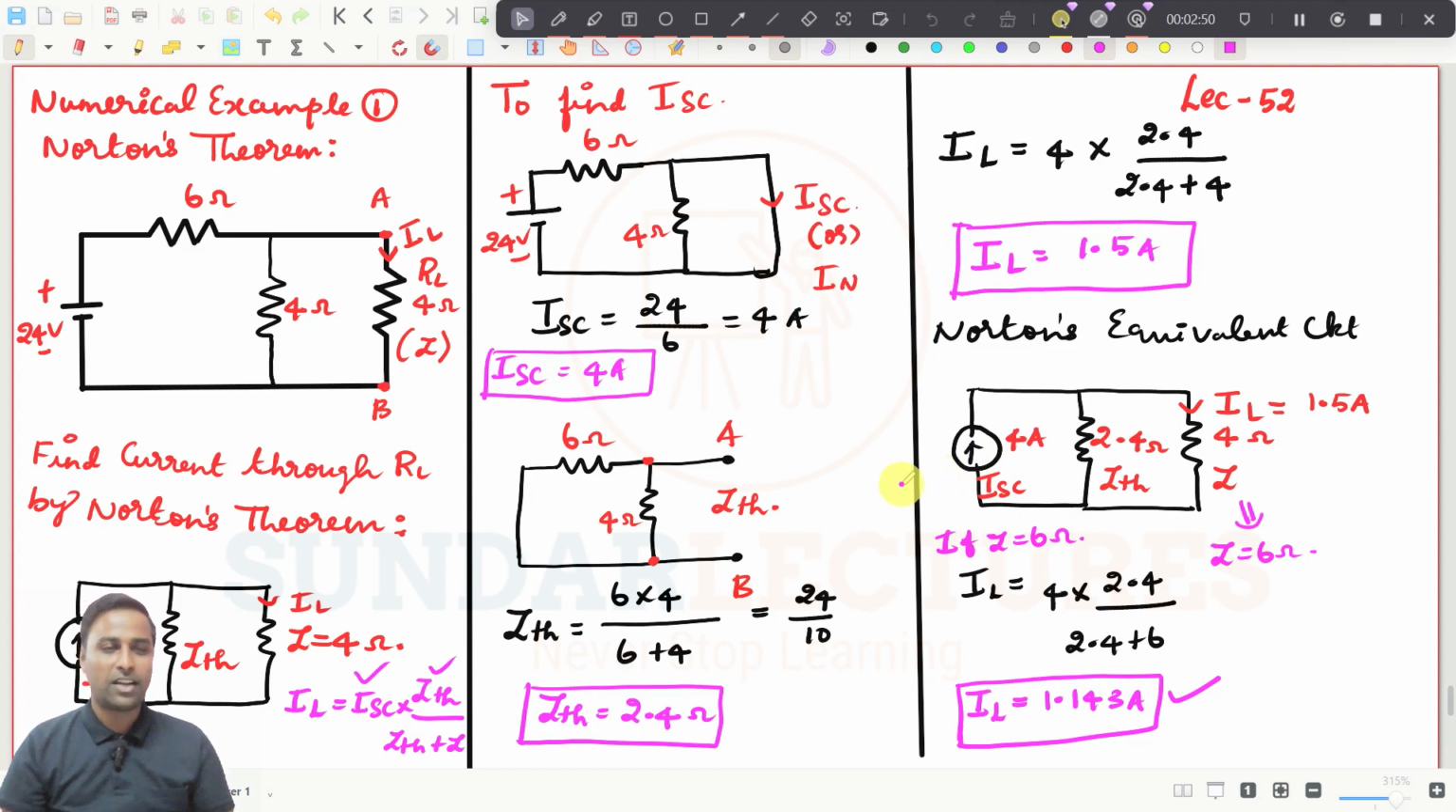I think you would have understood the concept and the applications of Norton's theorem. We will take up another problem in the next class and try to solve that one. We have taken a simple problem to find the current in the load resistance. Maybe we will take a different, more complicated problem in the next class, and we will solve those problems. Thank you.